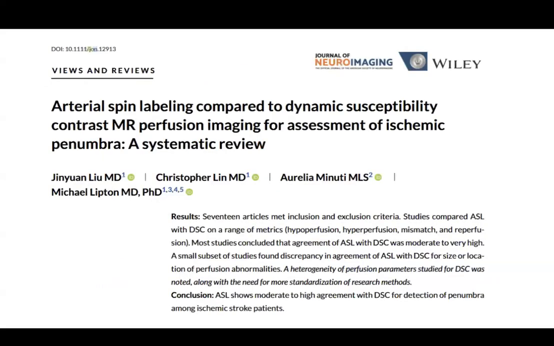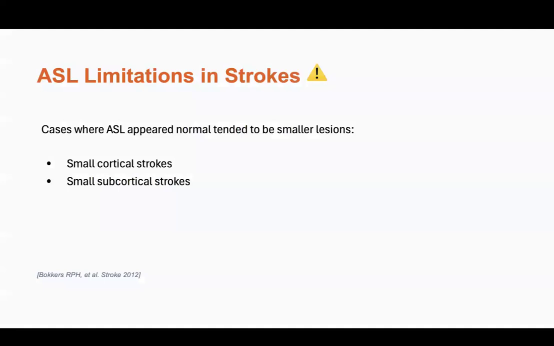And in systematic reviews which have compared MR perfusion imaging with ASL, they have found a moderate to high agreement with the DSC for detection of penumbra among acute ischemic stroke patients. But the limitation in using it in stroke patients is that small cortical or subcortical lesions tended to appear as normal in ASL imaging.